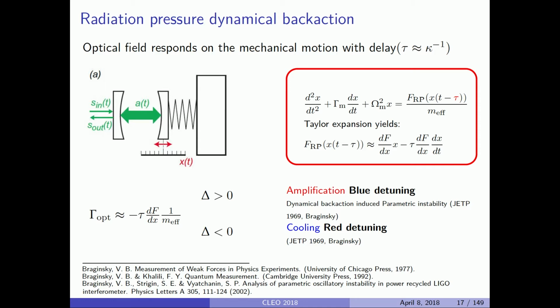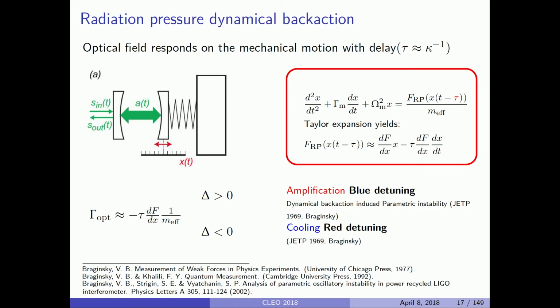Now, the way this is formulated in the literature is that you call this effect dynamical backaction. So why do you call it backaction? Backaction describes a process by which you're trying to make a measurement, in this case of the mechanical oscillator position. The radiation pressure acts back on a test mass. And it's dynamical because it invokes this delay, and that leads to an amplification or cooling.